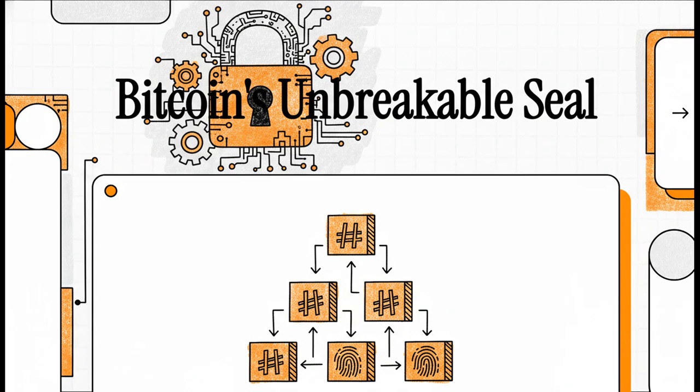Hey everyone, and welcome. Today we're going to crack open the digital vault that is Bitcoin. We're going to get right into the nuts and bolts, the ingenious engineering that lets a global financial system run without anyone in charge. No banks, no governments, nobody. And it all boils down to two core ideas: hash pointers and something called Merkle trees. Together, they create this incredible, unbreakable seal of digital trust.